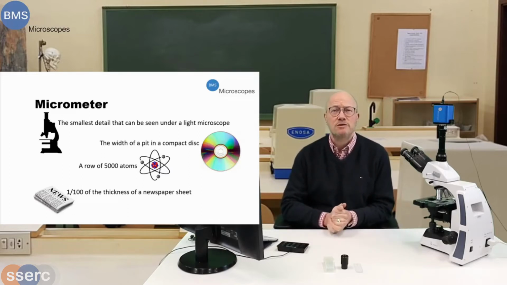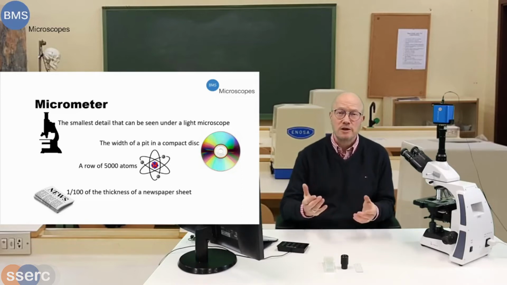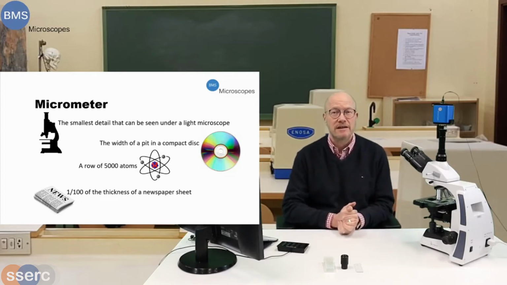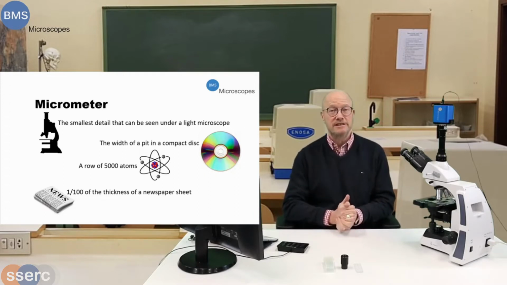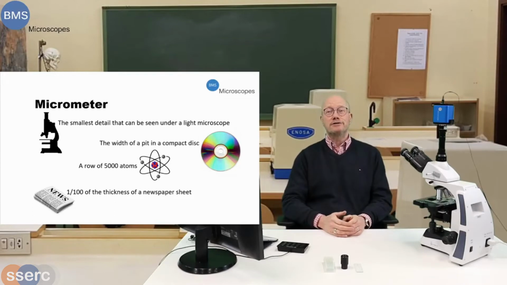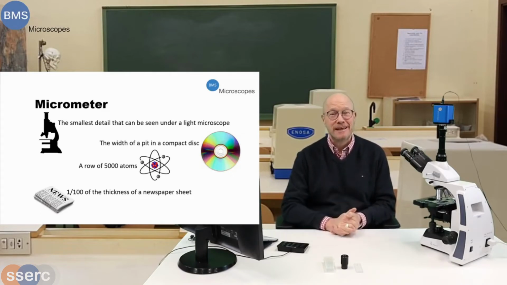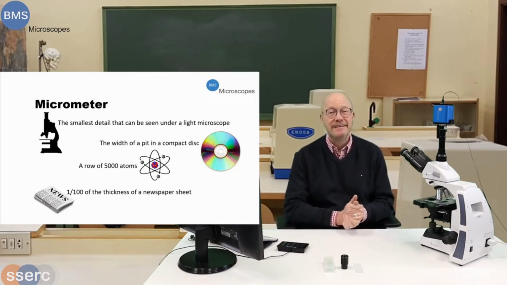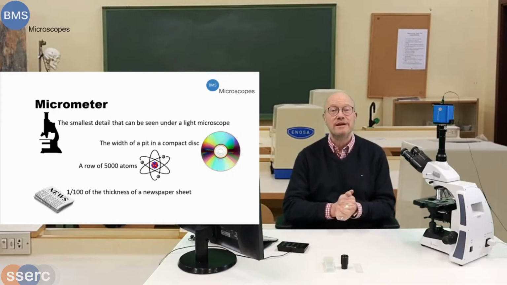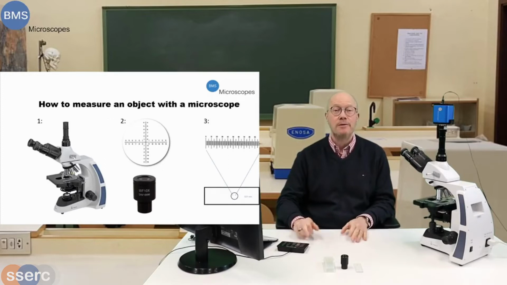Here's a few things to give you an idea. It's the smallest detail we can see through a light microscope. It's the width of a bit of a compact disc, a row of 5,000 atoms, or 100th of the thickness of a newspaper sheet. Well, you can see that is giving you an idea, but giving you an idea is not enough. We want to do a proper measurement, and if we make it a measurement with units, we of course have to calibrate the microscope.